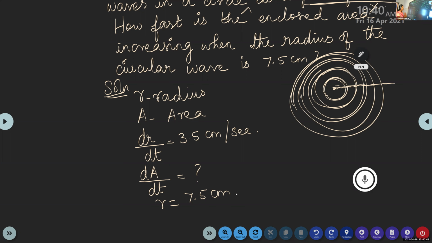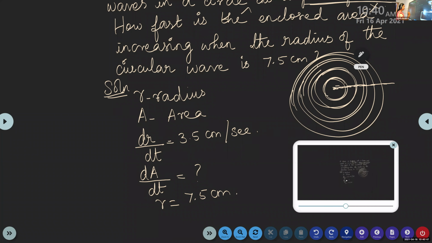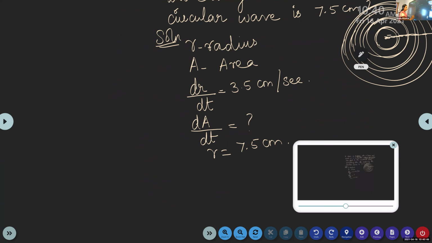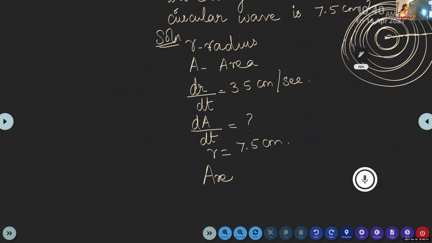Now tell me, what is the formula connecting A and R? Area A is equal to pi r square. So it will be dA by dt.